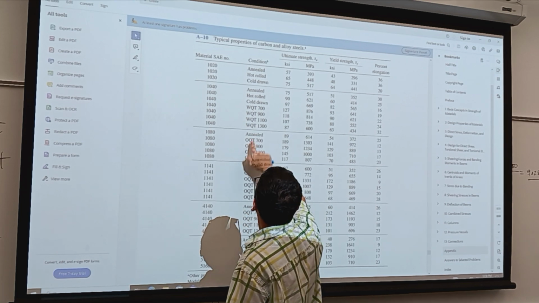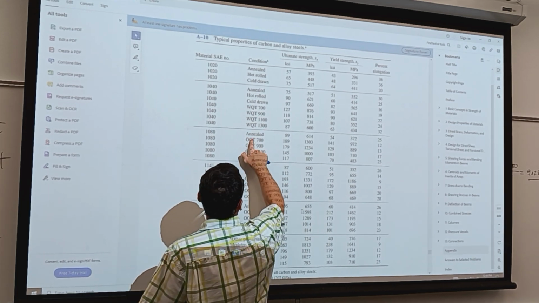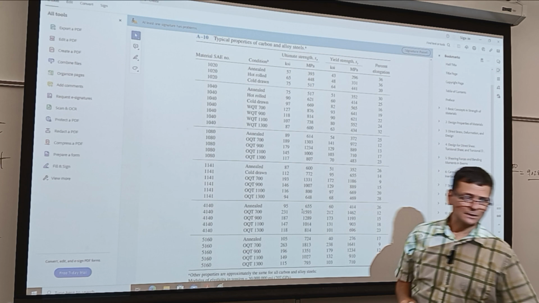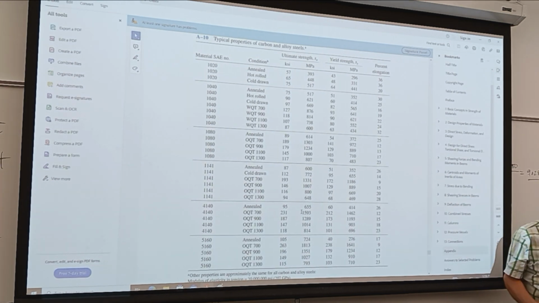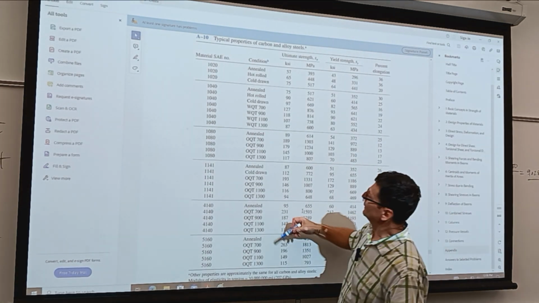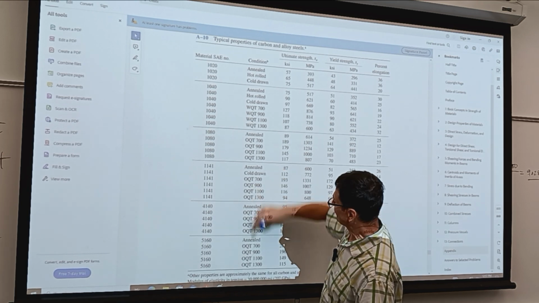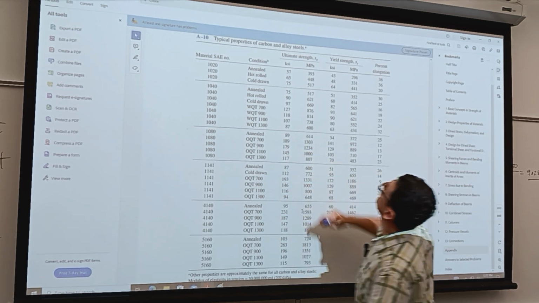These are not quenched in water, but rather in oil. There are other quenching media like molten salts and air. But again, based on the condition, you get different mechanical properties.